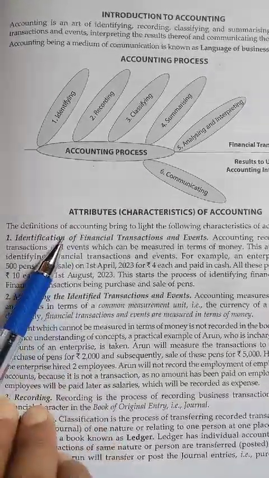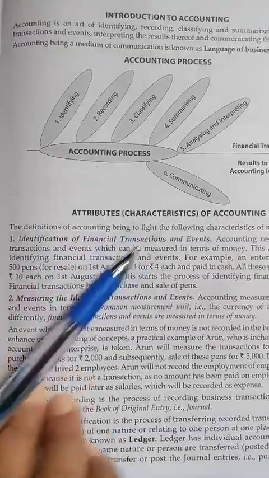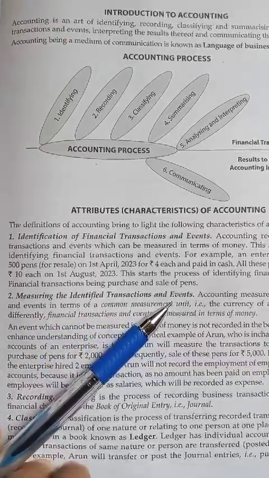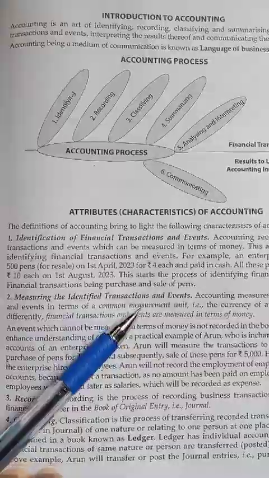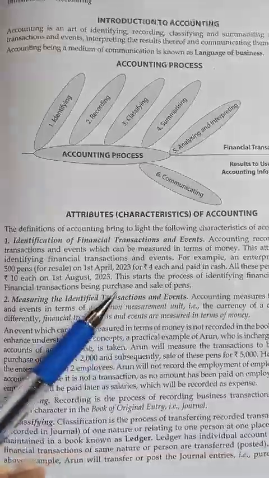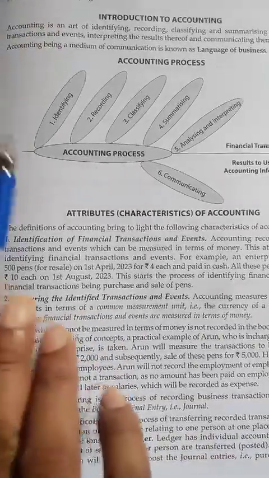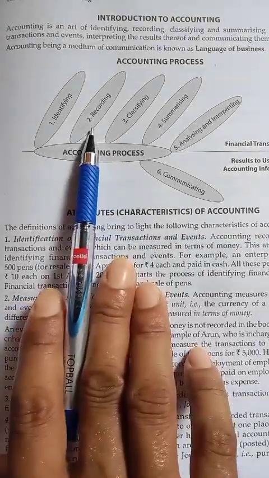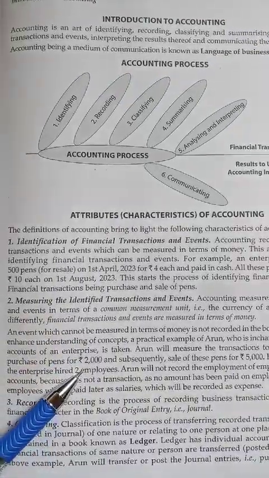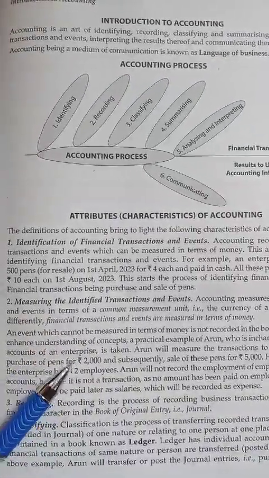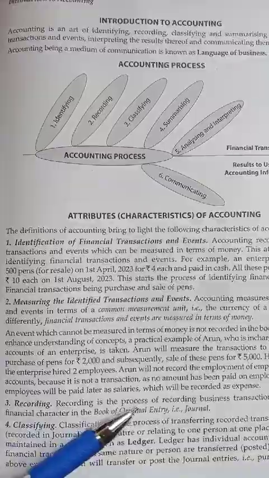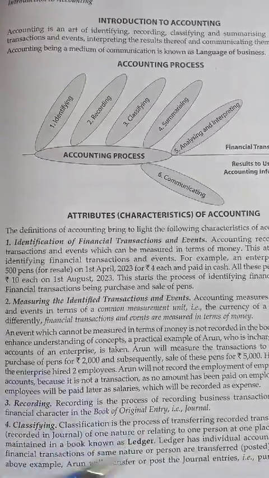So first of all, we have to identify the transaction, and the transaction is measured in terms of money, that is mentioned here: measuring the identified transactions and events, and we have to measure always in terms of money, that is, the monetary unit we have to use, because we have to record the money value of each and every transaction. So after identification, then will come the recording part. Recording here means recording all the transactions in chronological order, that is one by one, according to the date, according to the occurrence, in the original book of entry, that is called the journal, that we will discuss afterwards.